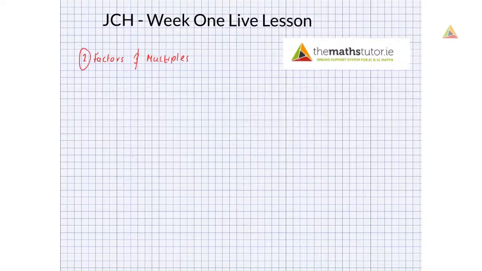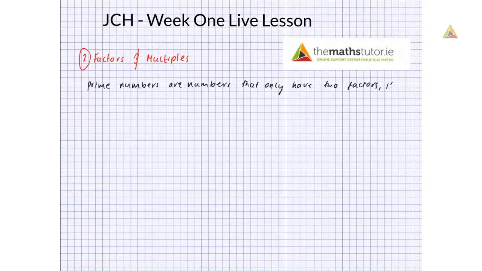Now the next thing under this category is prime numbers, and it's really, really important that you know what a prime number is. So prime numbers are natural numbers that have two factors only, itself and 1. I'm just going to write that out. So prime numbers are numbers that only have two factors. So only two things will divide into it. So only have two factors, itself and 1.